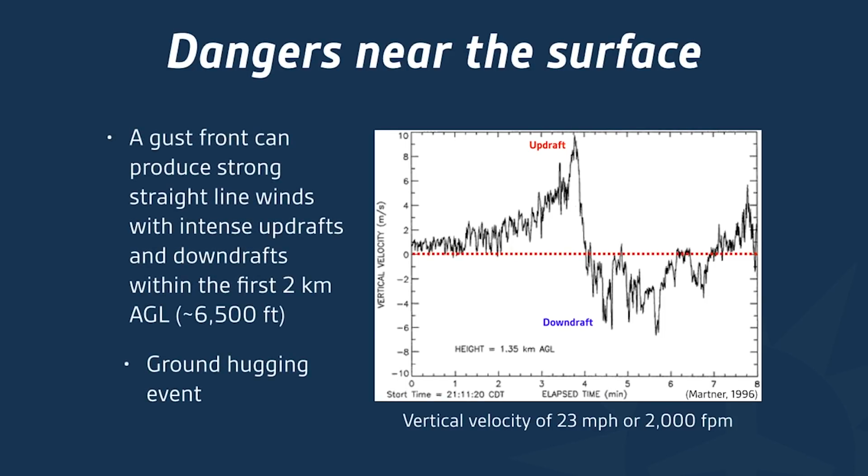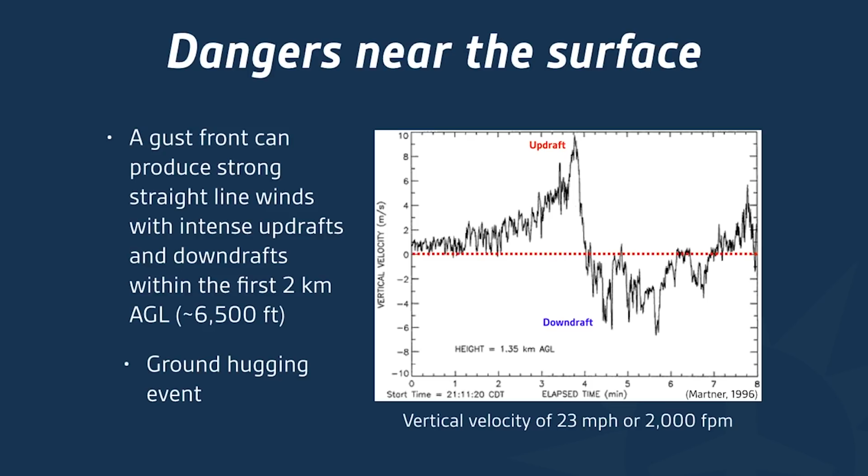So a gust front like this can produce strong straight line winds with kind of intense updrafts and downdrafts, especially within that first 2 kilometers of the atmosphere. And that's about roughly the first 6,500 feet. So it's a ground hugging event.